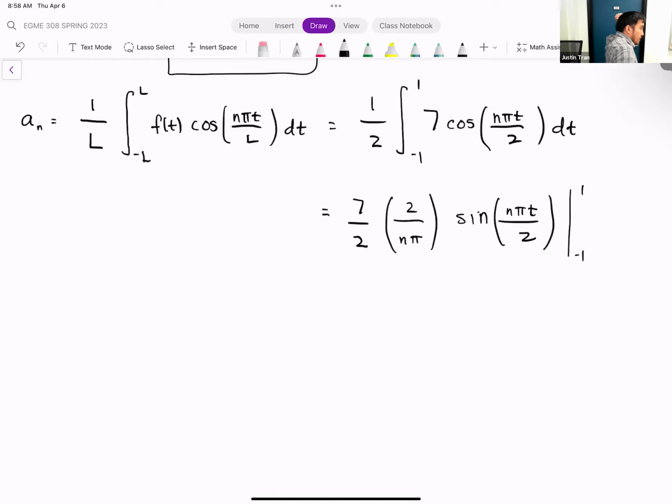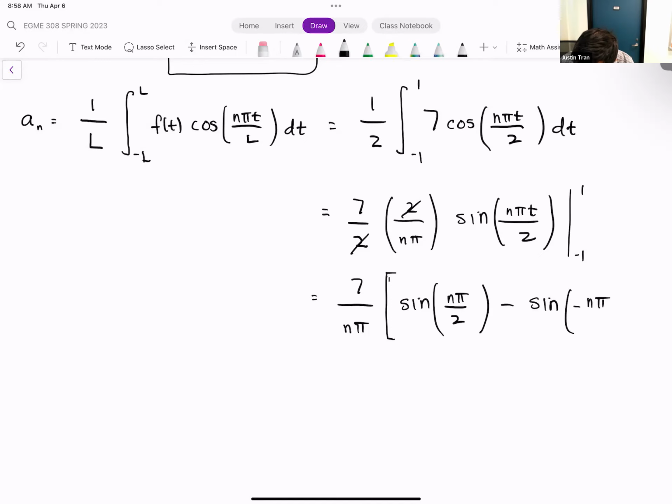Let's go ahead and simplify this. The 2's out in front are going to cancel out. And so we have 7 over n pi times sine of n pi divided by 2 minus sine of minus n pi over 2. I'm just plugging in 1 and -1 for t, and that gives us that function there.